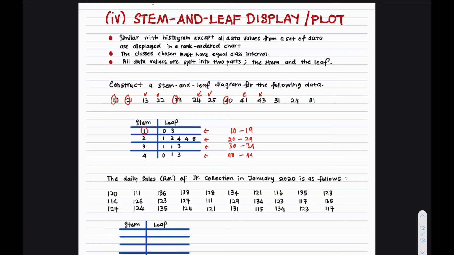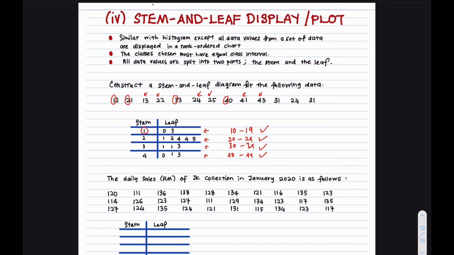So kalau awak tengok, the class interval is the same. This one, the class interval is 10 to 19, so you have 10 data. 20 to 29, you also have 10 data here. 30 to 39, you also have 10 data here. And 40 to 49, you also have 10 data.